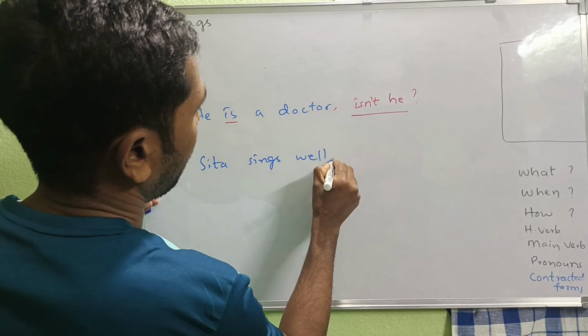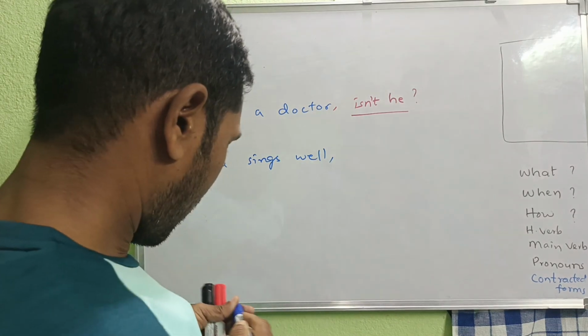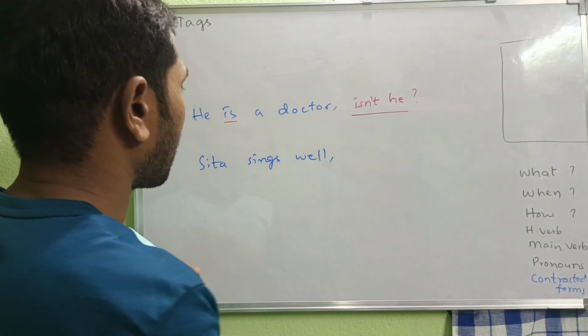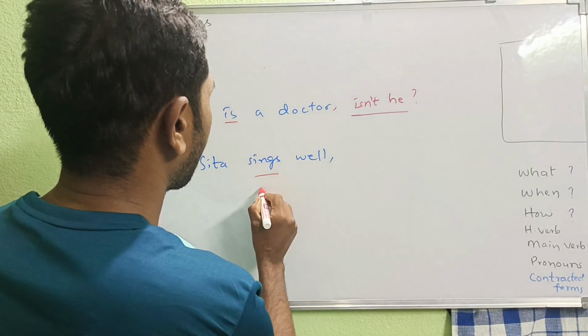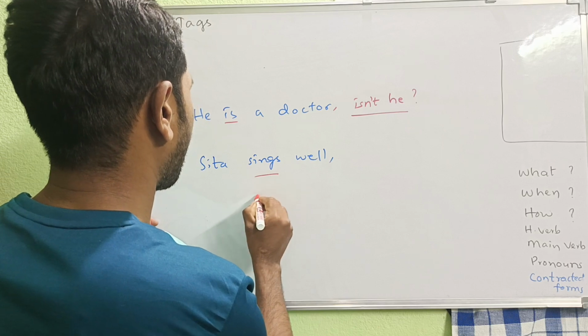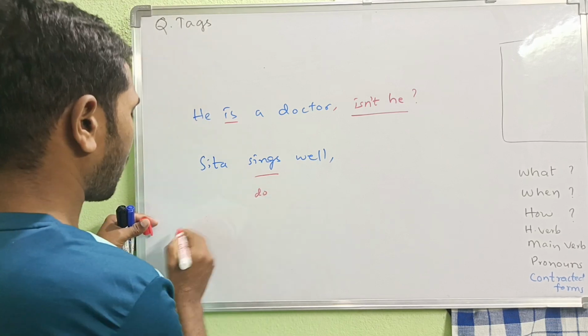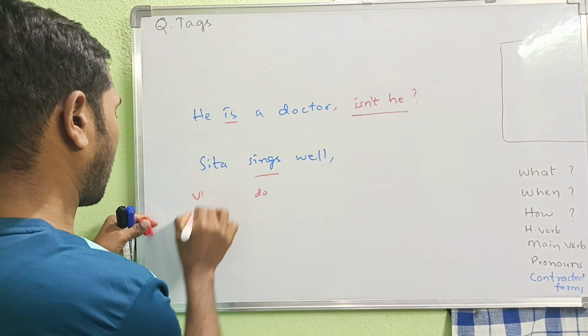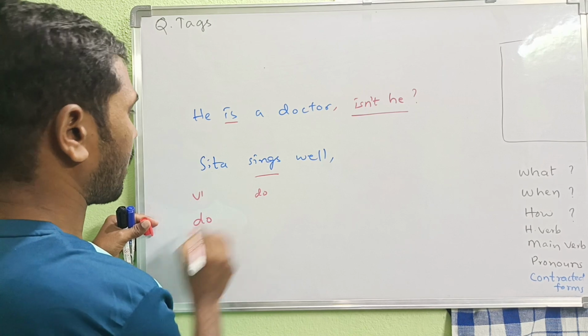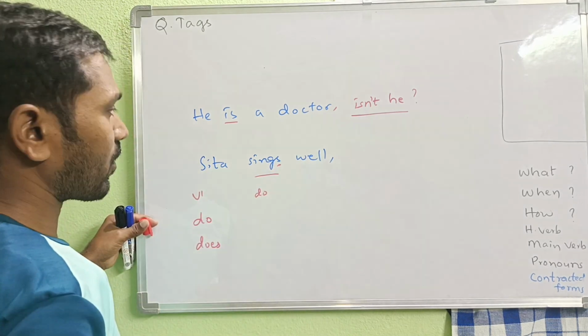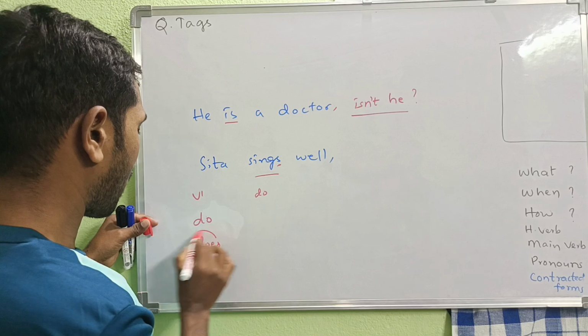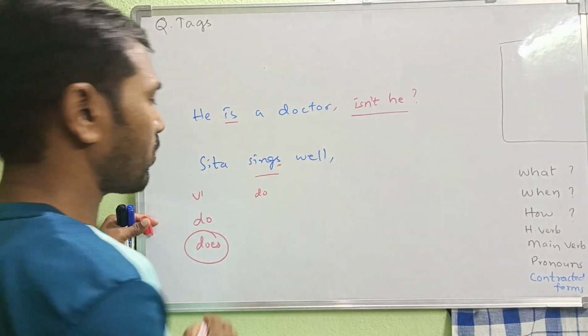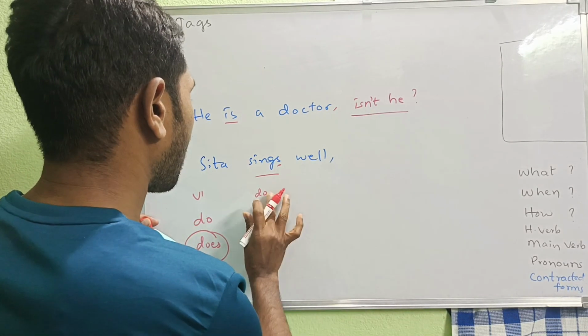Here, the verb is the main verb. As there is no helping verb, we need to take the help of do forms. Do is a V1. Next, does is also V1, where S or ES is added to the main verb. So we have to use does, because both of them are do forms.